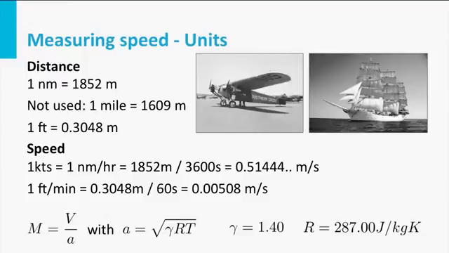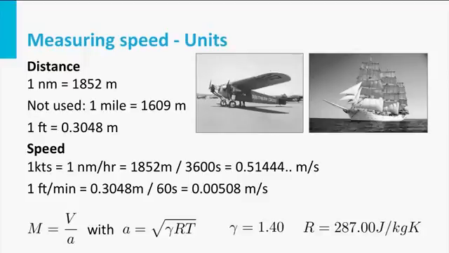Often you also hear speed expressed in Mach, the Mach number. This is basically the fraction of the speed of sound at which you fly. So Mach 0.5 means you fly at half the speed of sound, and Mach 2 means you fly at twice the speed of sound.